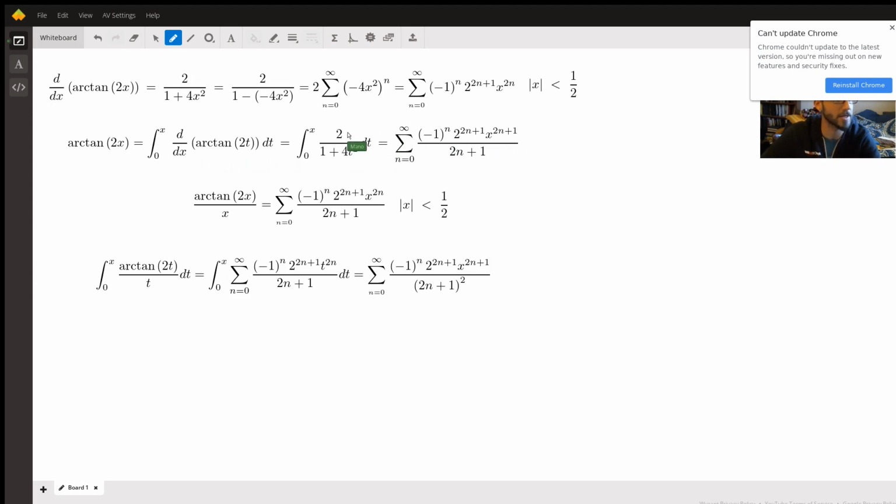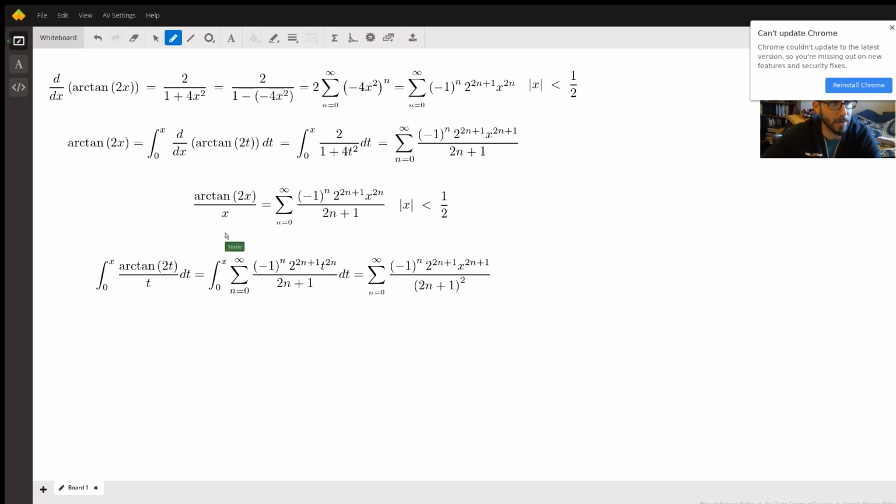Now, once we have the power series of the arctan of 2x, it's pretty quick to find the power series expansion of the arctan of 2x divided by x. All that we do now is we take the power series we just found, multiply through by 1 over x, and that means we're just going to cancel out 1 power of x from that power series. And so we come up with a new power series right here on the third line, where again, you notice we went from 2n plus 1 to 2n, which still has the radius of convergence minus 1/2 to 1/2.